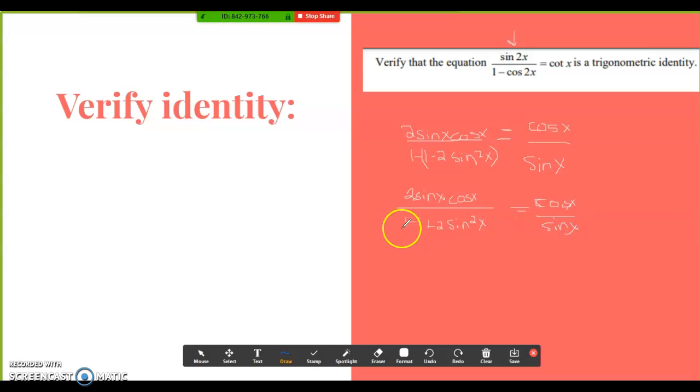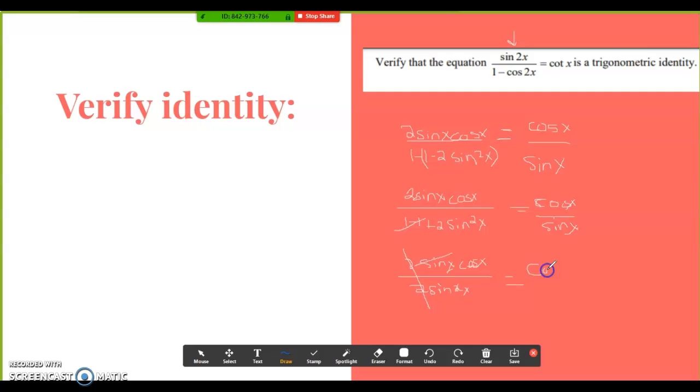Now, immediately we can see that the 1 minus 1s will cancel. So I would have 2 sine x cosine x over 2 sine squared x. And I think we're done now because the 2's are going to cancel. And one of my sines will cancel in the denominator. The sine in the numerator would cancel.